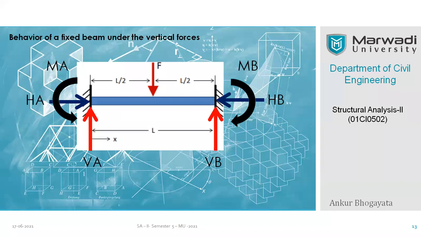If you change the UDL to a varying UDL starting from 0 at point A and reaching maximum at point B, so it will be a triangular loading, again the nature of the forces induced at the support will remain as it is. So two moments, two vertical forces and two horizontal forces are developed at both ends. Practically, the loading has no influence on the nature of the forces induced at the fixed end. So always you will have at minimum these three sets of forces.